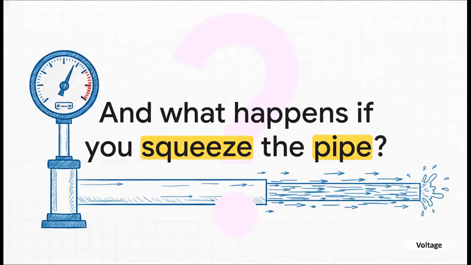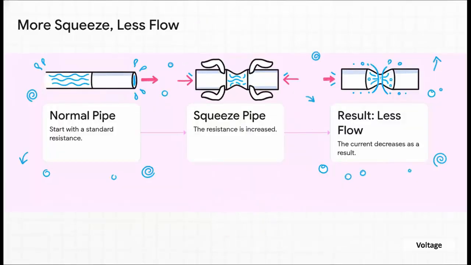Okay, what about this scenario? Let's say we keep the pump pressure exactly the same, but this time we squeeze the pipe and make it narrower. What happens to the water flow then? Well, the flow is going to slow way down, isn't it? Even though the pump is pushing just as hard, that extra squeeze, that higher resistance, makes it so much harder for the water to get through. So the amount of flow, the current, has to go down. It's this constant dance between the push, the flow, and the squeeze.